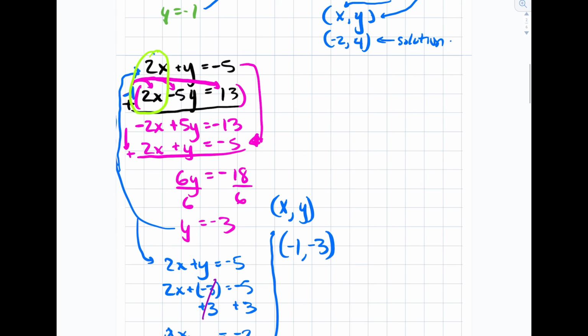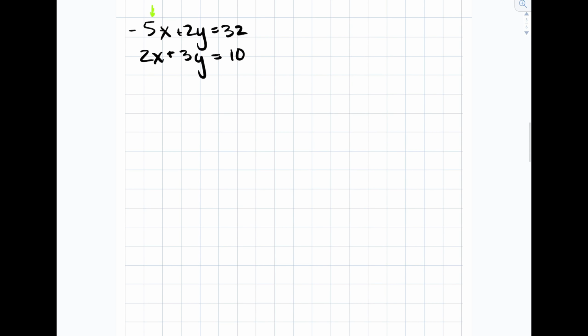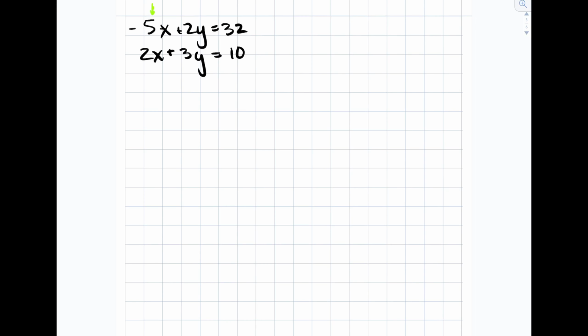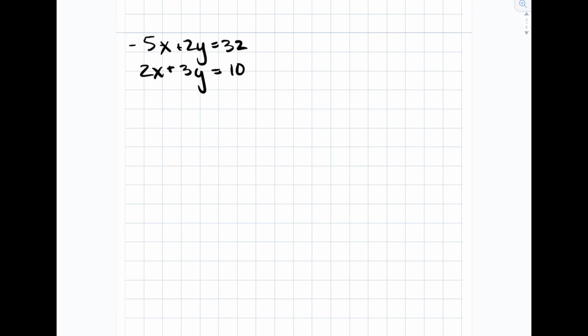All right, let's take a look at this example down here. The -5x and the 2x are not the same number. The 2y and the 3y are not the same, right? So we need to get the same number somehow. And this is how we're going to make that happen. We are going to multiply both of these equations by a number. So I'm going to eliminate the y's.